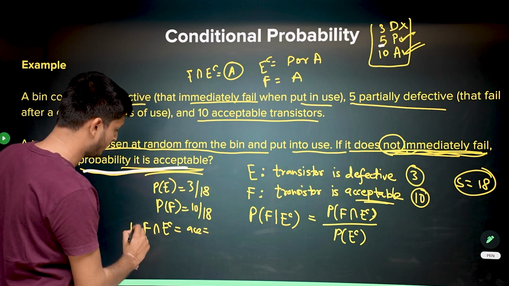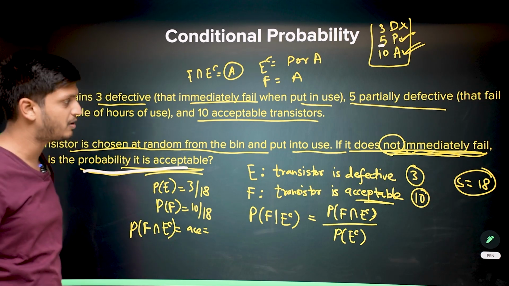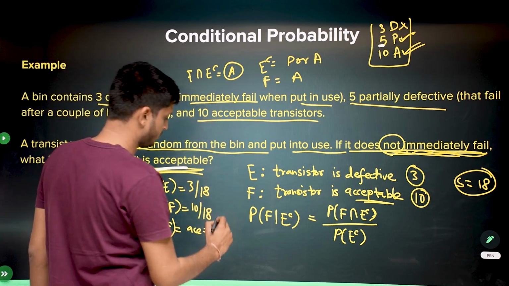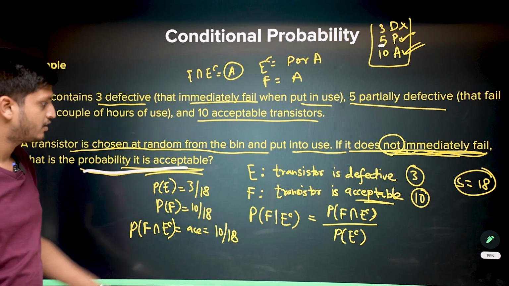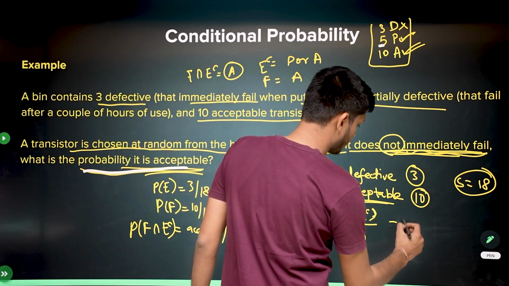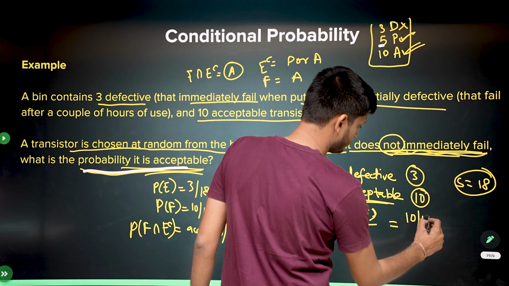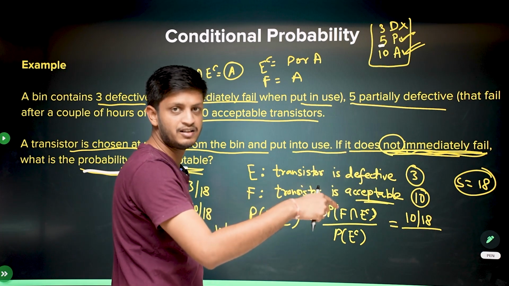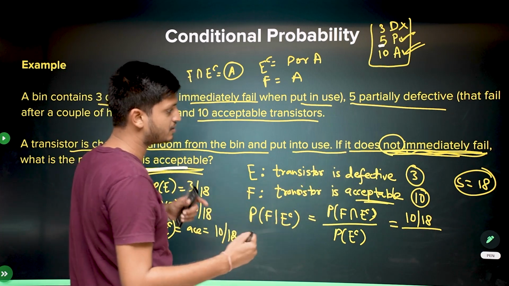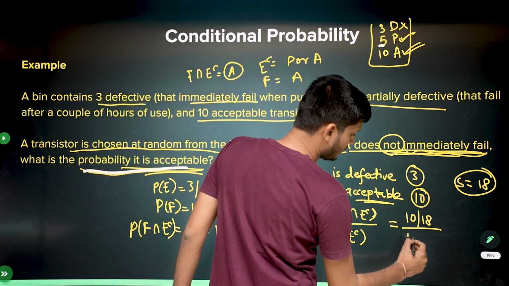And the probability of F intersection E complement will be 10 by 18. So this becomes 10 by 18 upon the probability of E complement. The probability of E is 3 by 18, so the probability of E complement is 15 by 18.